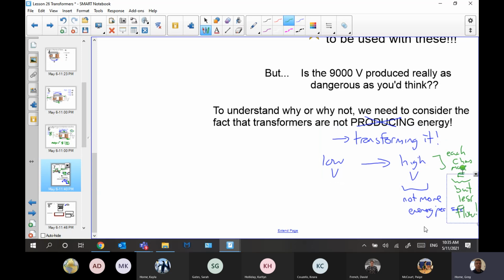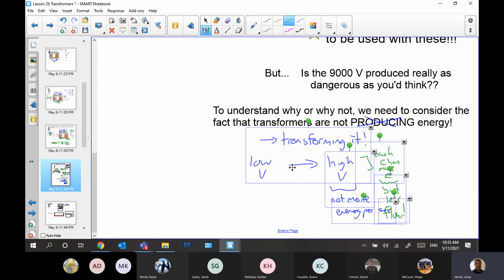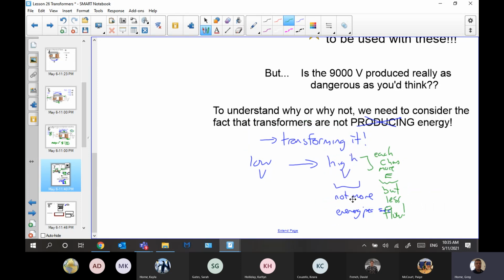Yeah, each coulomb's carrying 1,000 times as much energy. So let's put numbers to it. In the example we've talked about here, each coulomb has 1,000 times as much energy. So joules per coulomb, right? But as a result, over here we've got 1,000 times less current flowing.